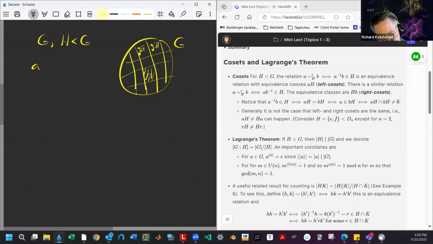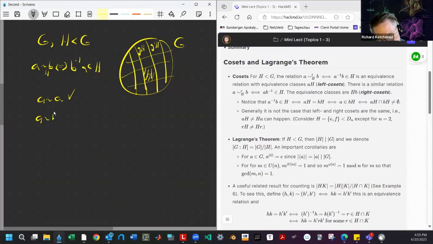We define a relation: a is equivalent to b, say mod H, if and only if... and there's two ways of doing this. The way I'm going to do it is b inverse a is an element of H. Okay, so let's show that this is an equivalence relation. So a is equivalent to a. I'm going to leave off the H when it's clear. This is because a inverse a is e, and e is in H, right? So I'll just check that one off.